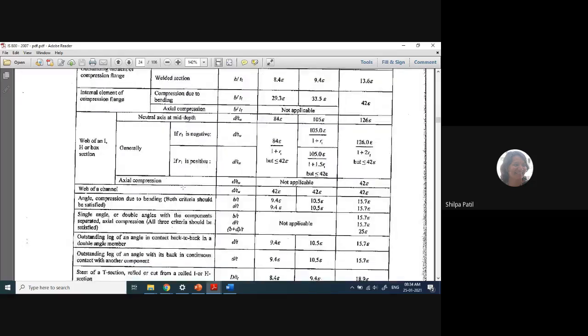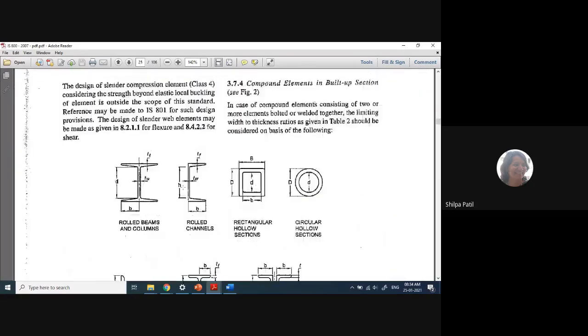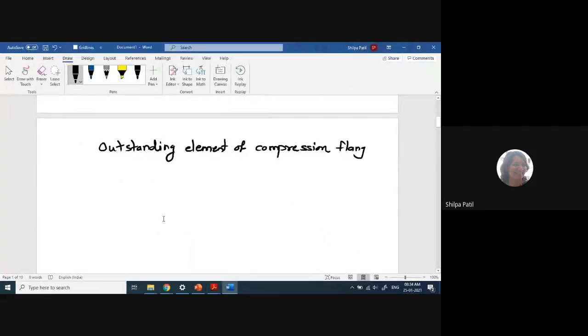And if I refer to the b value or tf value in this diagram, b is half the total flange width. So b is actually bf by 2, and tf is the thickness of the flange. I will write that ratio first here. I have to consider the ratio b by tf, so I will simply consider b as bf by 2 divided by tf.